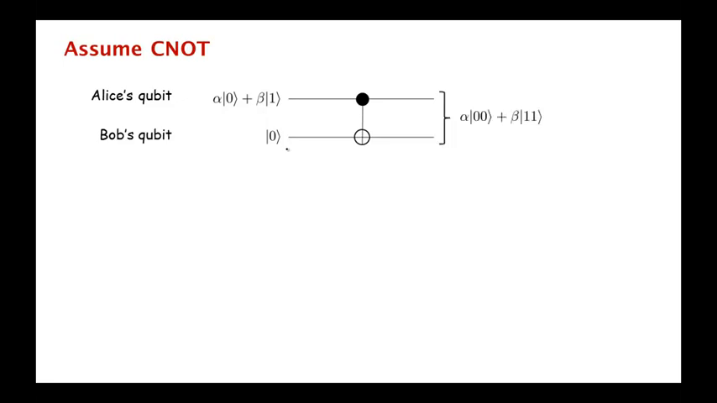What happens? Well, obviously the state of the 2 qubits after the C0 becomes alpha 0, 0 plus beta 1, 1. Now, what we'd like is, we'd like somehow to do something on Alice's end so that Bob gets left with alpha 0 plus beta 1. And Alice gets left with just a measured qubit.